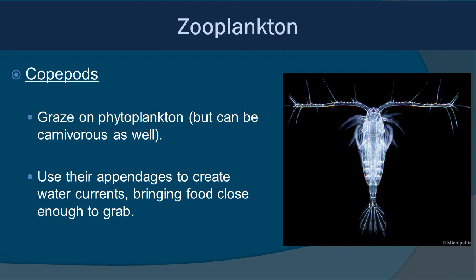Now, copepods graze on phytoplankton, but they can also be carnivorous as well. And they're really cool because they use their appendages to create water currents. It's really neat. It's kind of like they create these little water currents by rotating their little appendages, and that current brings in food close enough to them to grab a hold of and then consume. And in plankton slides, when you put them in a microscope, you can sometimes see them doing this. It's really neat.